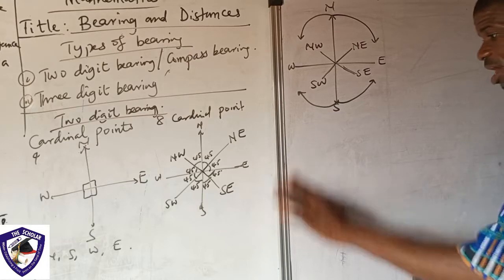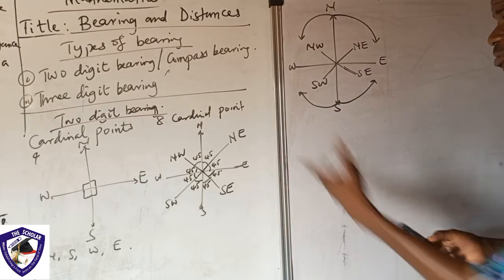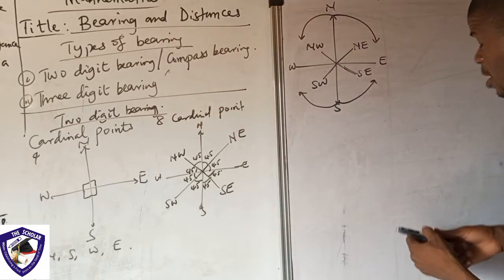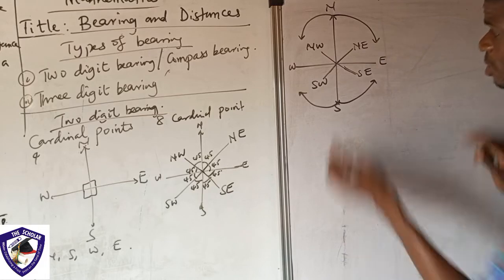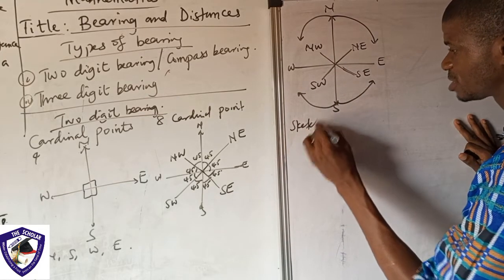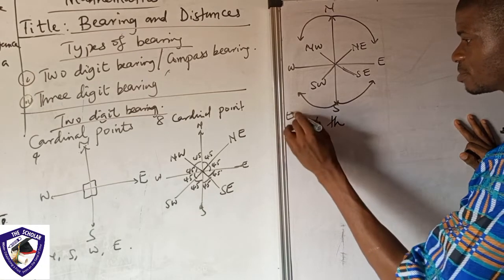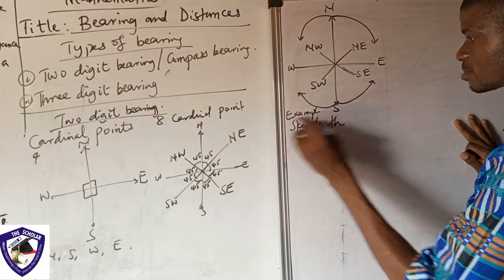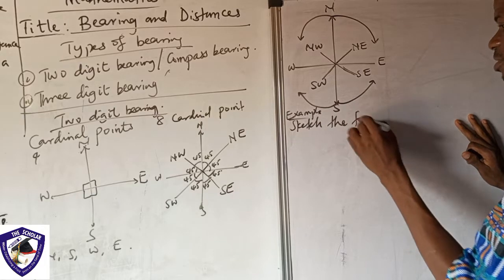So let's now look at an example, or how we can put down bearing on a space. So assume you have to sketch. Example: sketch the following.